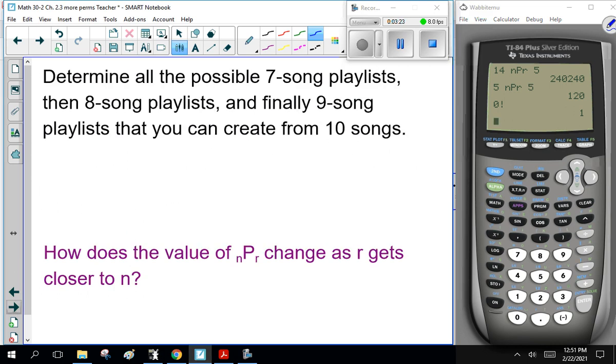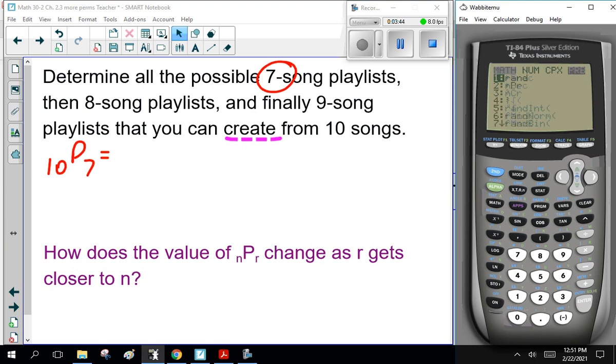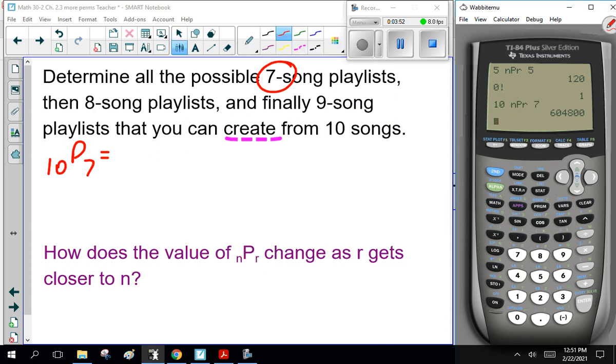Determine all the possible 7-song playlists, then 8-song playlists, then finally 9-song playlists that you can create from 10 songs. So, 7-song playlists from 10. That's 10 choosing 7. I'm not writing up the formula. 10, Math, nPr, 7, is 604,800. Now, I did that kind of quickly, but you should be able to do these numbers without my help.